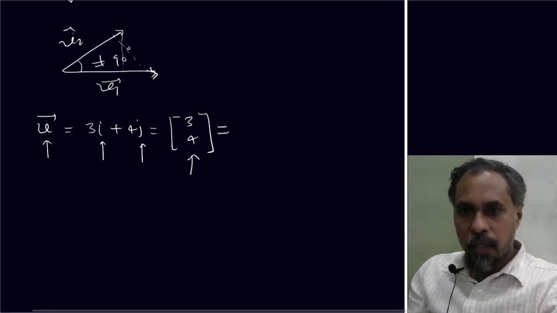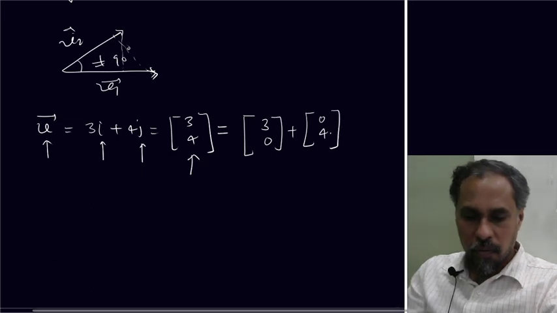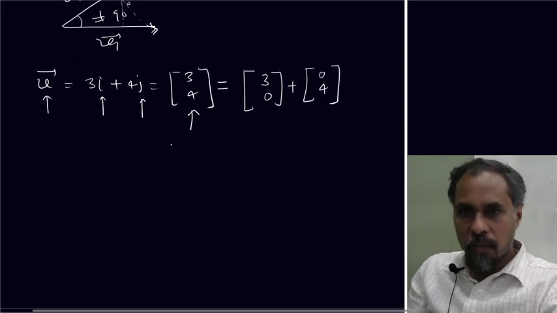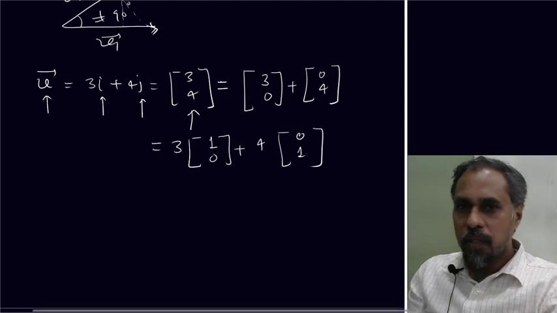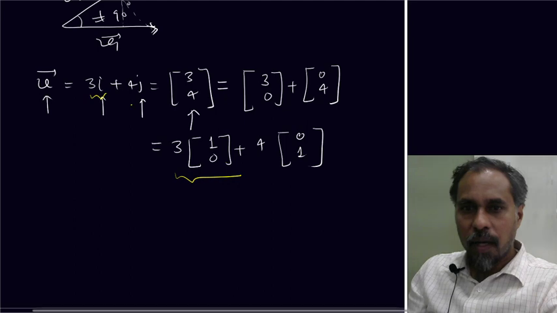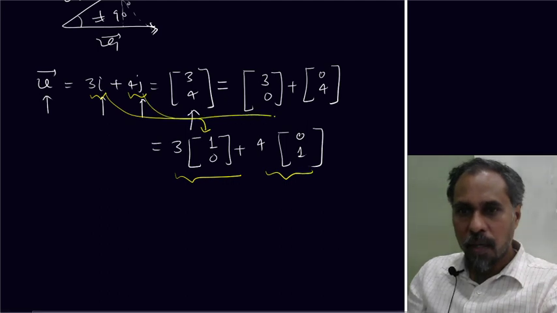So I can do a little bit of mathematical manipulation here. I can decompose the matrix like this: 3 and 0, plus 0 and 4. This I can decompose further. 3 I can take common, this will become 1 and 0, plus here I can take 4 common, that will become 0 and 1. So you will see here 3 is multiplied by i, which means i is mapped to this matrix. 4 is multiplied by j, so j is mapped to this matrix.